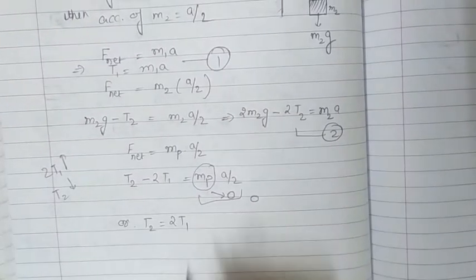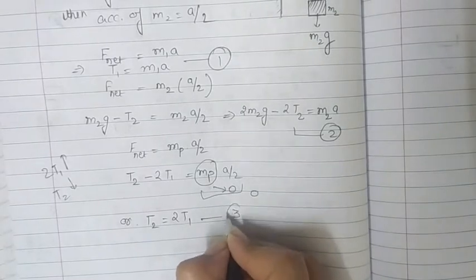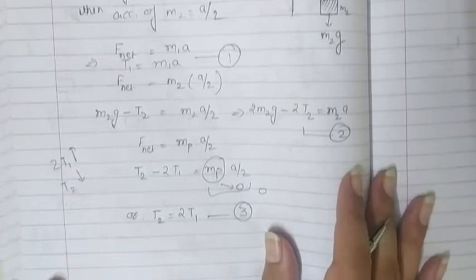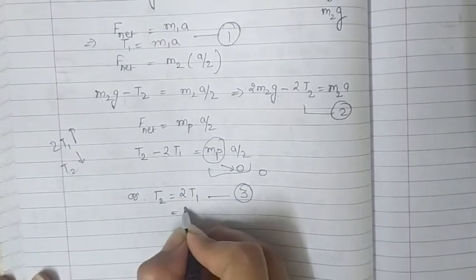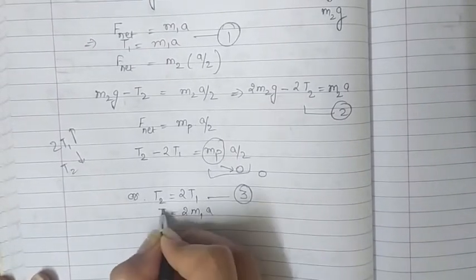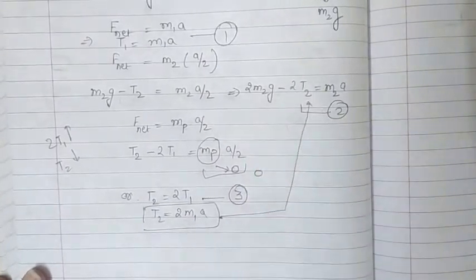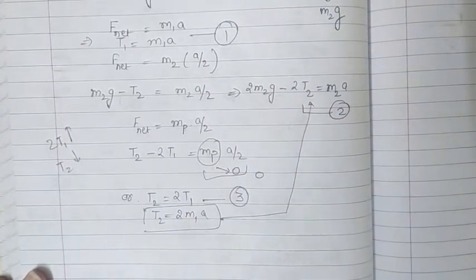So this is equation number 3, and we know the value of T1 is M1A, that means T2 is equal to twice M1A. We are going to substitute this in this equation. By putting it in, we can get the value of A.